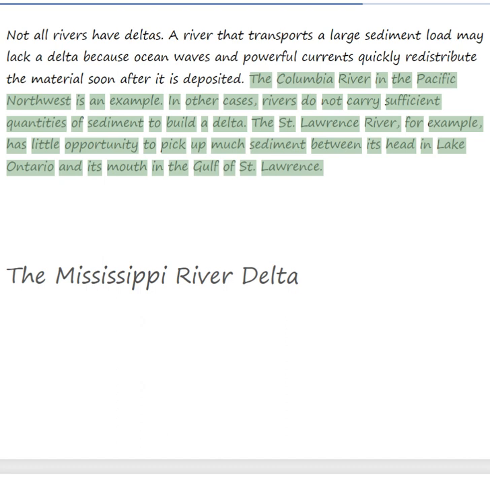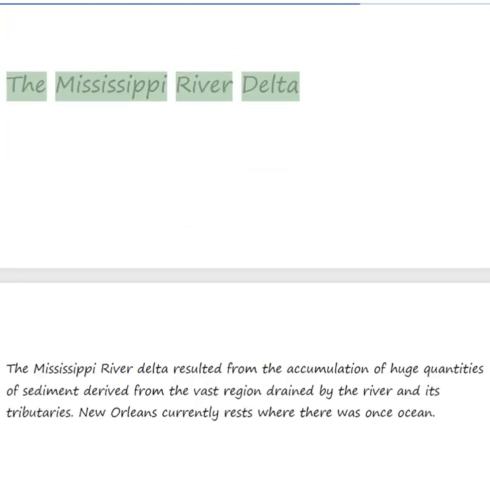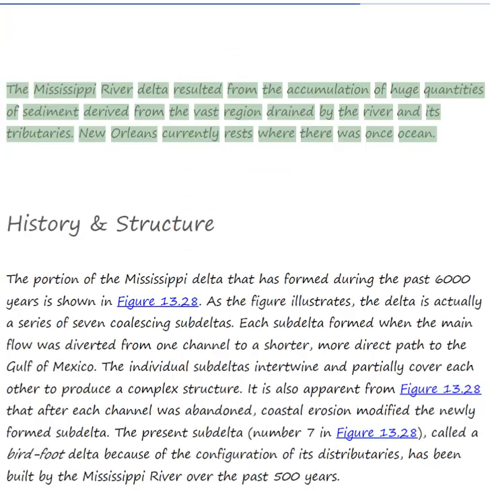In other cases, rivers do not carry sufficient quantities of sediment to build a delta. The St. Lawrence River, for example, has little opportunity to pick up much sediment between its head in Lake Ontario and its mouth in the Gulf of St. Lawrence. The Mississippi River Delta. The Mississippi River Delta resulted from the accumulation of huge quantities of sediment derived from the vast region drained by the river and its tributaries.